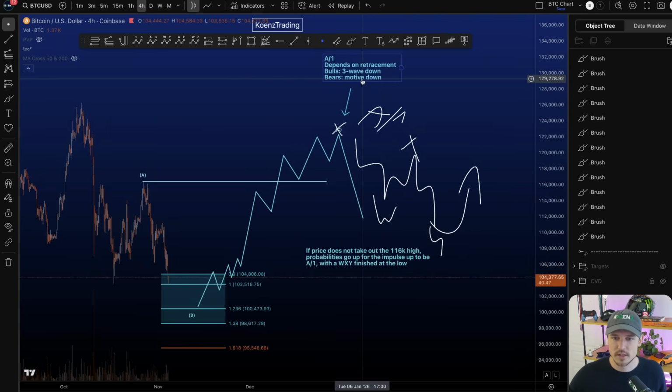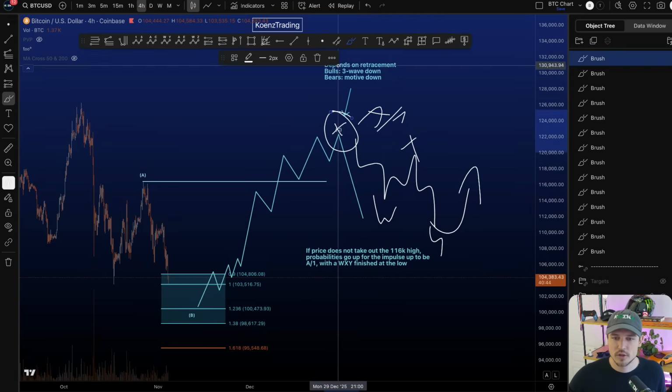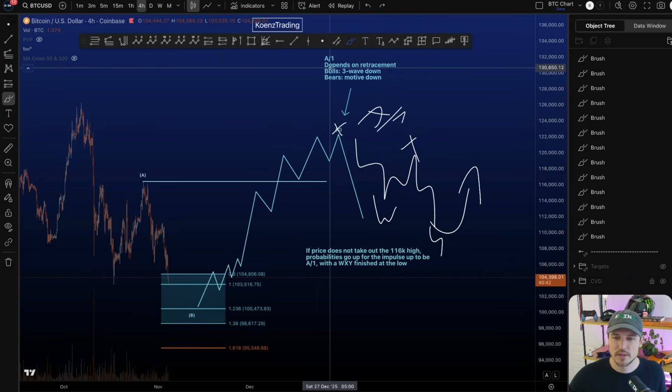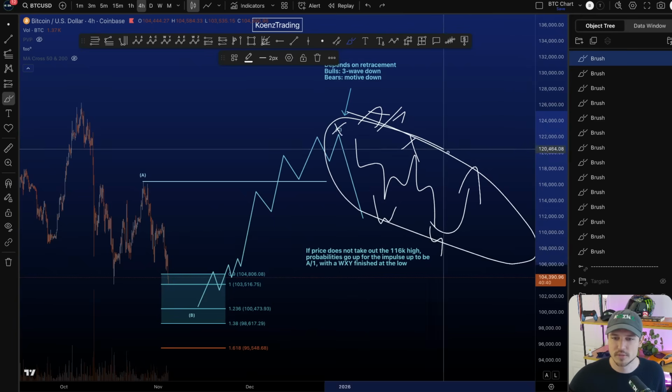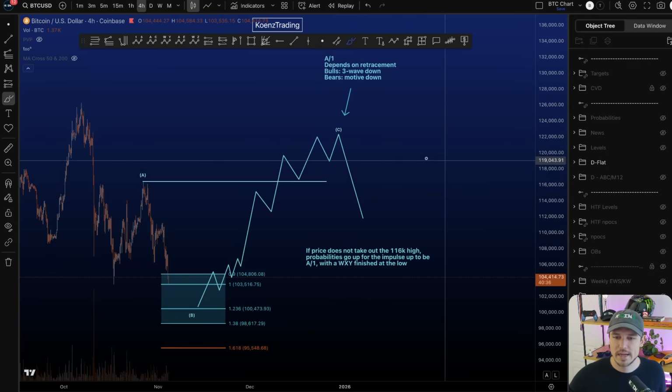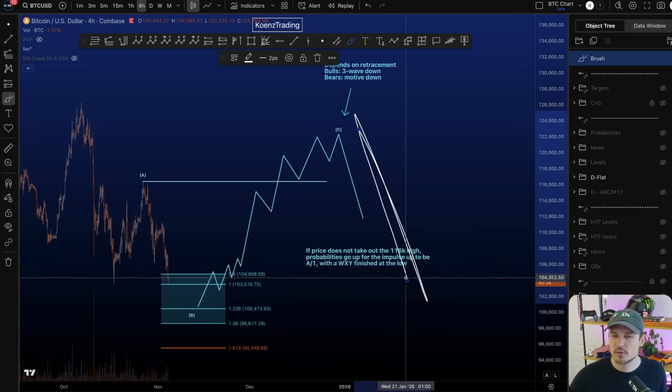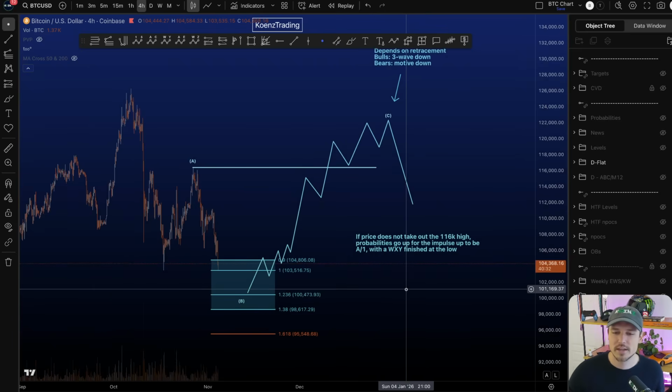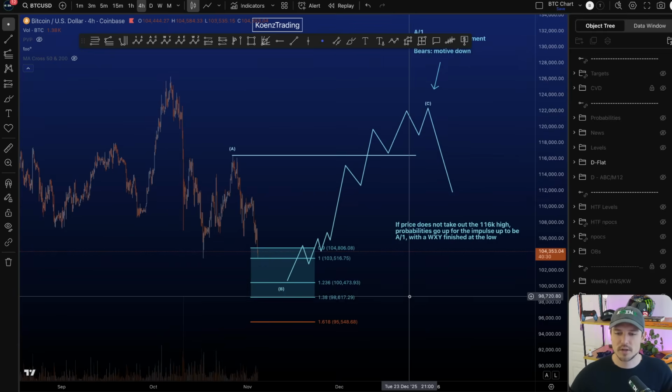And that's also what I write here. The high could be a wave A or 1, but that depends on the retracement. Because the bulls are then looking for a 3-wave corrective structure to the downside, while the bears are looking for motive wave structures to the downside. So we take it structure by structure, range by range.